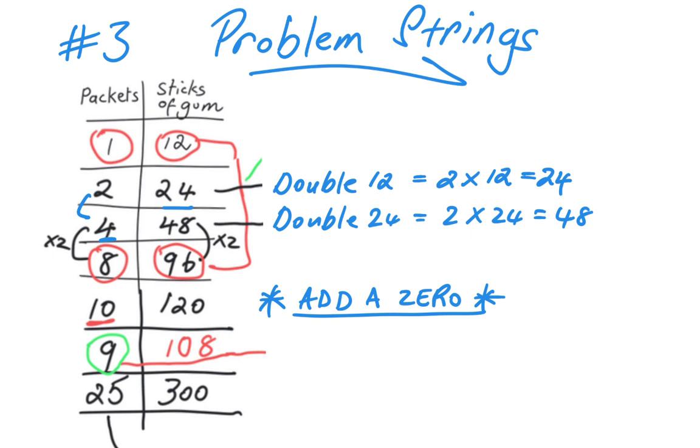Then we moved on to 9 times, and they were able to work out, again, by emphasising the fact that we need to use what's in the problem string. So they said, okay, well, we know that 10 times 12 is 120, so we could do 10 times 12, that's 120, and then we could just take away one lot of 12. That's 120 minus 12, and so that gives us 108.